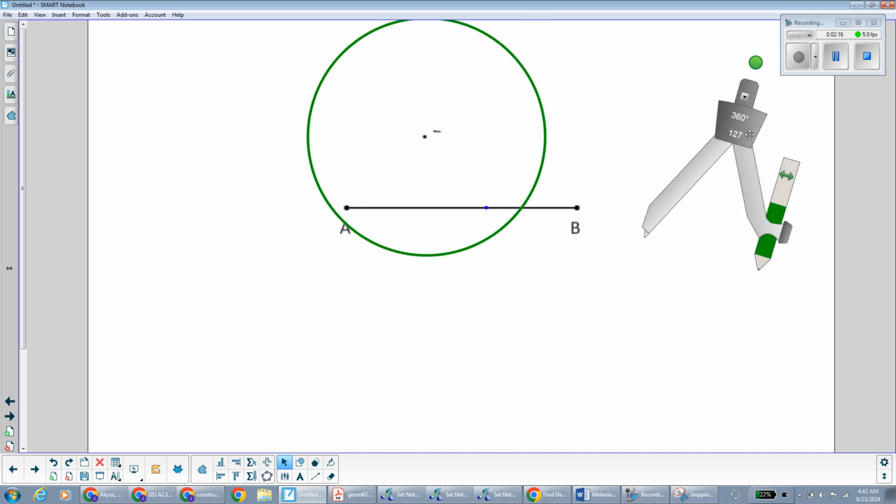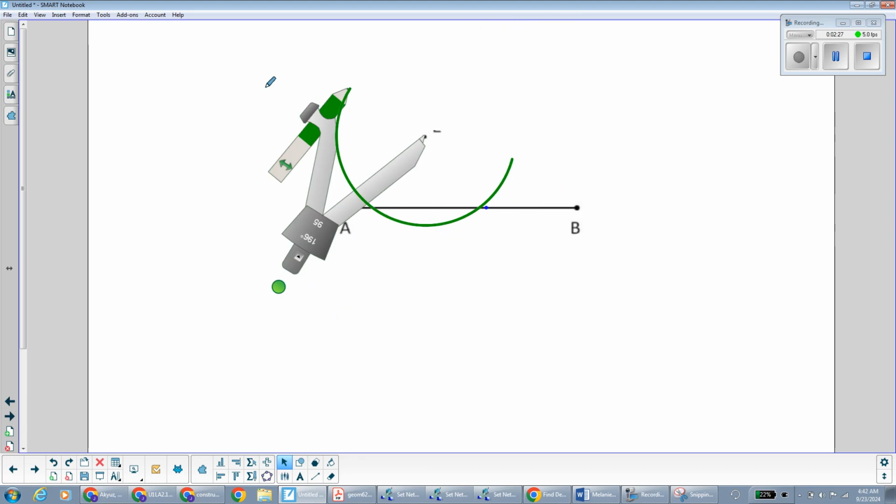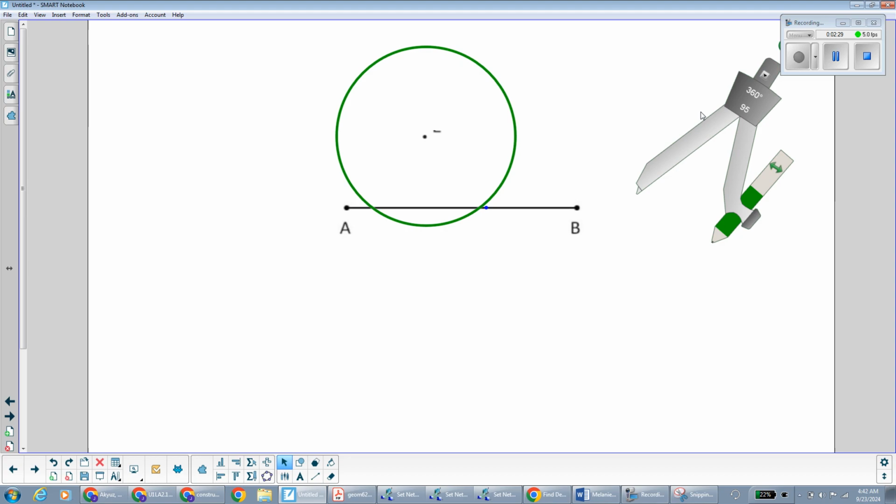It doesn't matter what distance you use. The only thing that matters, let me make mine a bit smaller, is that it intersects the line in two spots. I just didn't want to have to extend the line. You can if you need to. That's why I redid my line. So here are my two places where my circle intersects the line, and that's where my compass is going to go next.